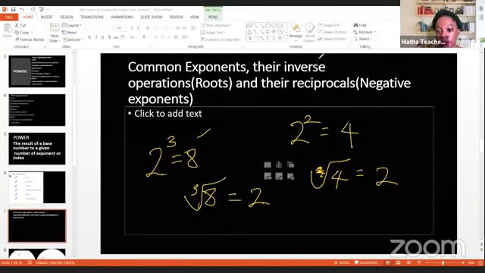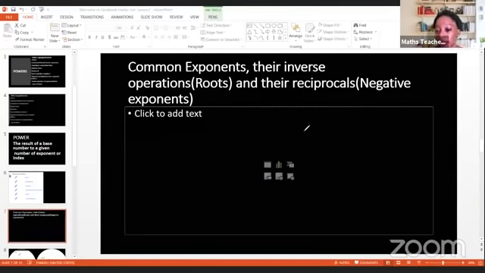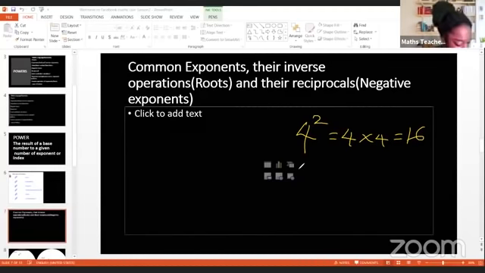If I clear that drawing, if you have something like this, 4 squared. We know 4 squared is 4 times 4, and we know it's 16, guys. If I want the reciprocal, remember last lesson that we did? If I want the reciprocal of 4 squared, what did I say last week? I said it would mean 1 divided by 4 squared. That is the reciprocal of 4 squared.